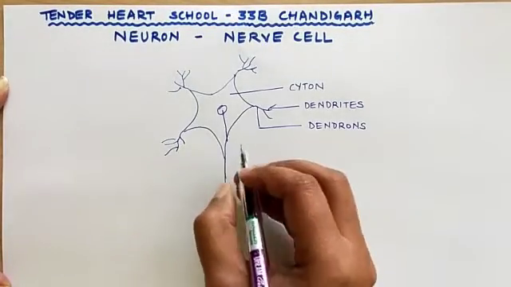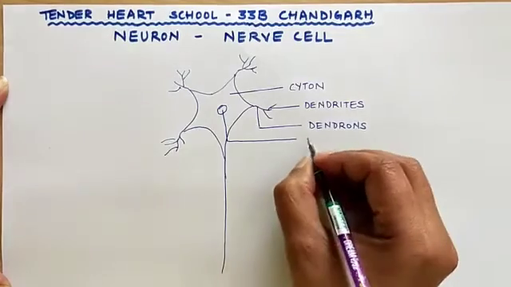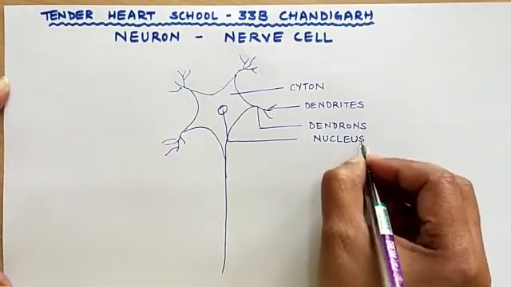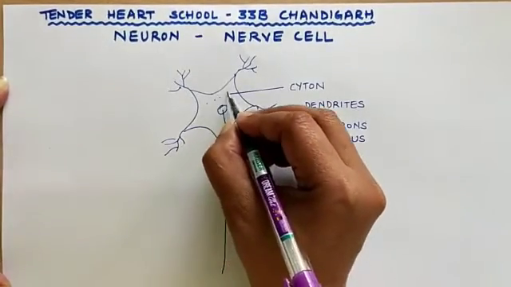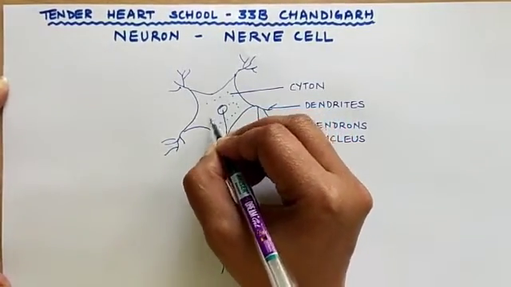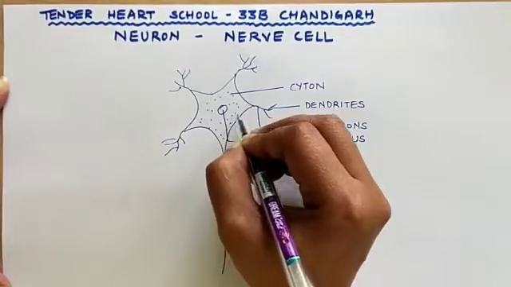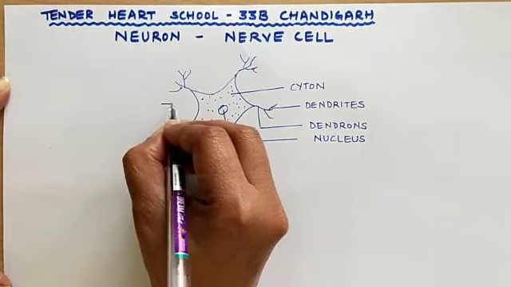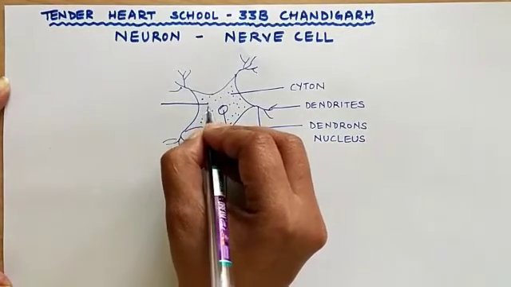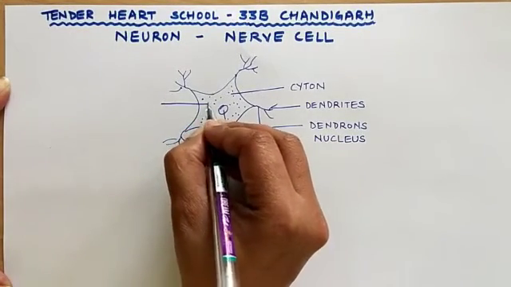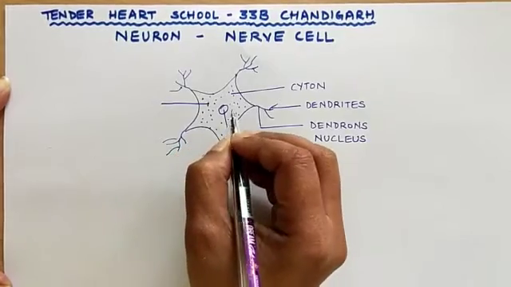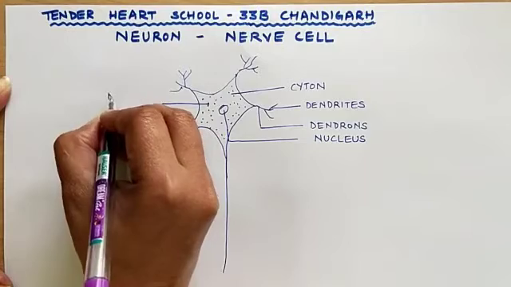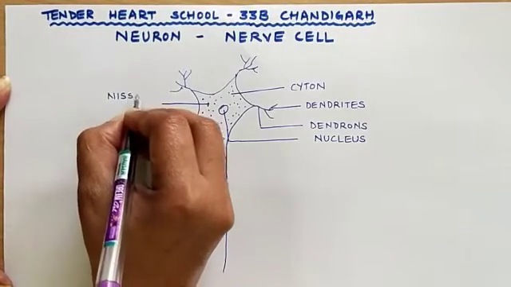In the center we have the nucleus. Also in the cytoplasm of the nerve cell, certain granules are present. These are called the Nissl granules. These small granules which are present in the cytoplasm of a nerve cell are called Nissl granules.